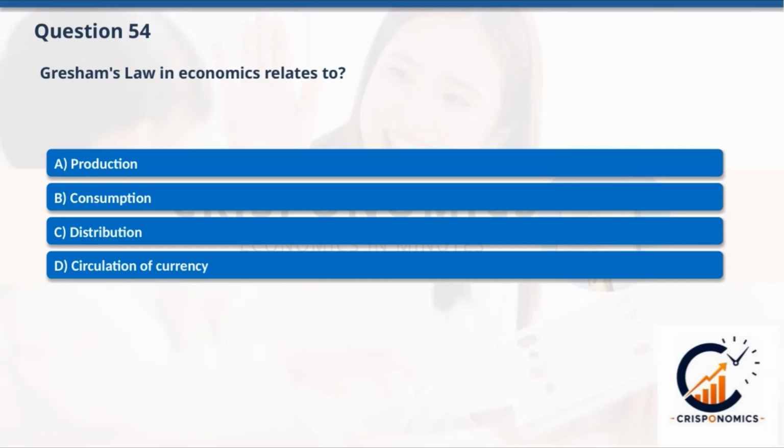Let's take a moment to look at Gresham's law in economics. This principle deals with how different types of money circulate in an economy. It's often summarized as bad money drives out good. That means when two forms of currency are in use, the one perceived as less valuable tends to be spent more, while the more valuable one gets hoarded or disappears from circulation. So, the key idea here is about the circulation of currency, how money moves and behaves in the market.